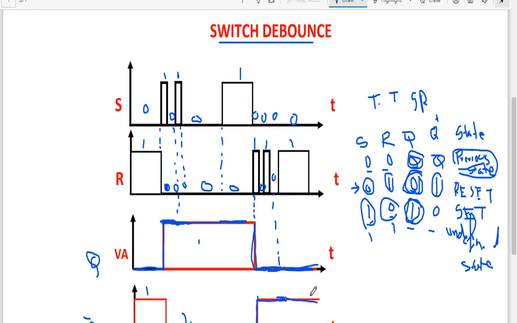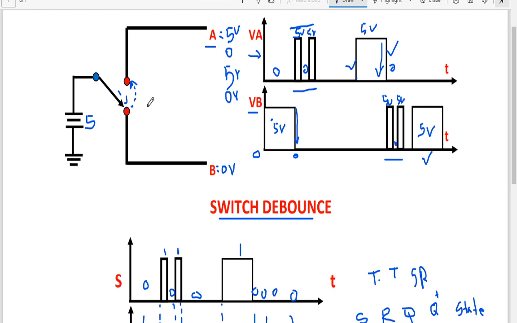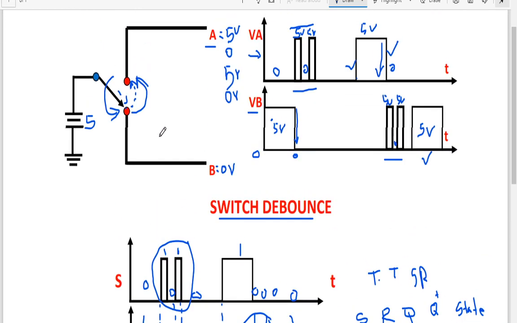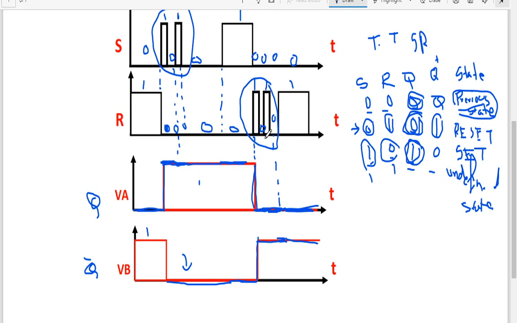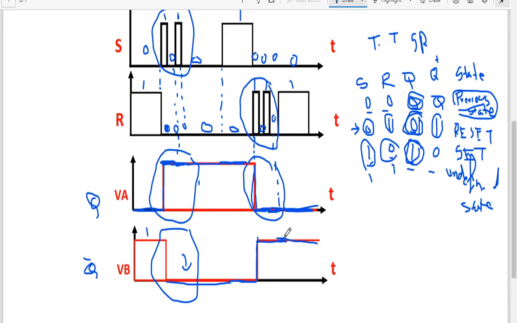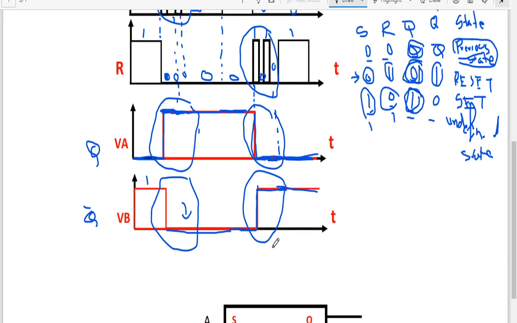So here you can see that even though there is a change in the switch, that is the switch is changing from a to b or from b to a, whenever there is a change at a particular point, you can see we have achieved a stable state. Q is 1 and Q bar is 0. Here Q is 0 and Q bar is 1. So there is no change in value at this particular point.